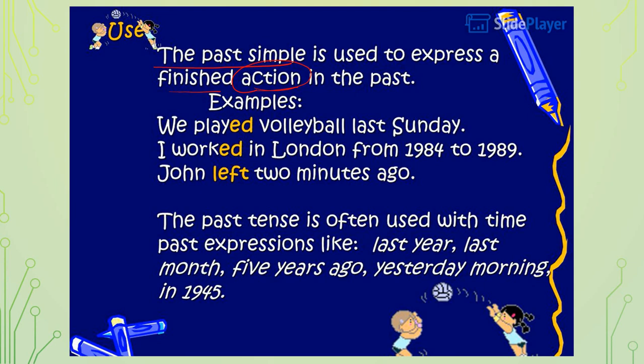For example, we played volleyball last Sunday. I worked in London from 1984 to 1989. John left 2 minutes ago. So these words, these are the original words: play, work, and leave. These are the original words. These are the actual verbs.